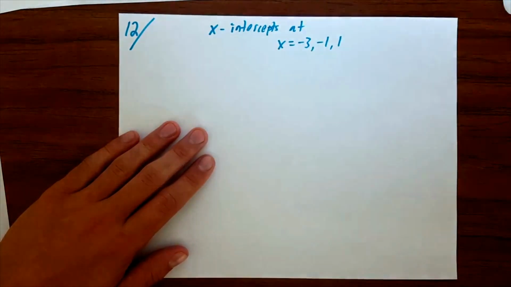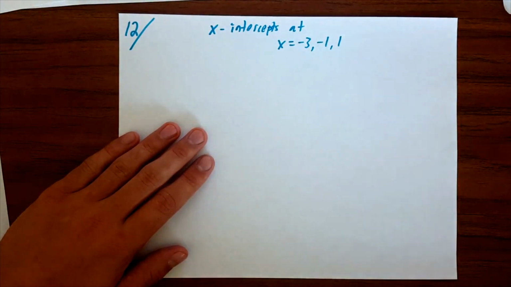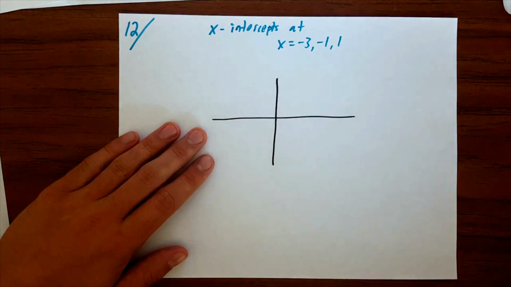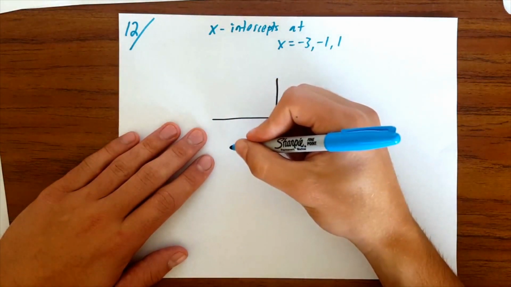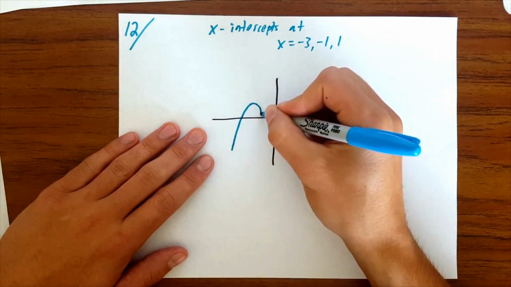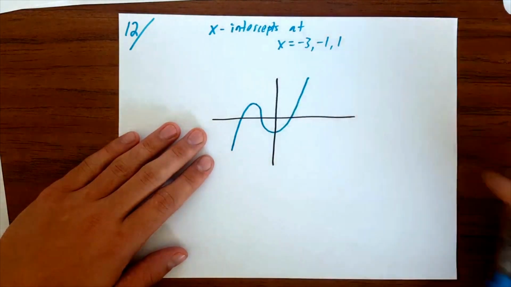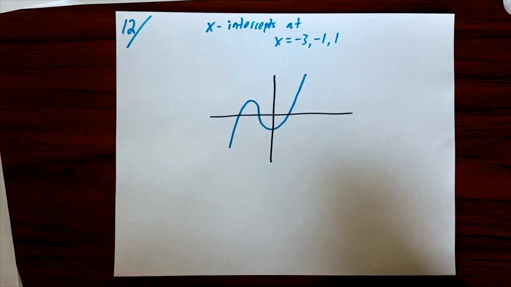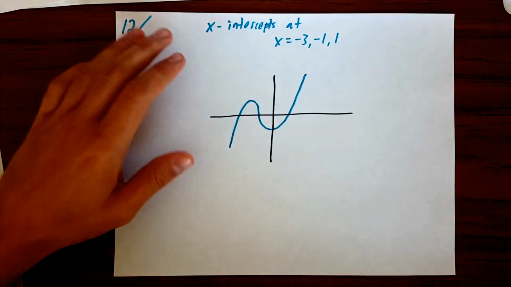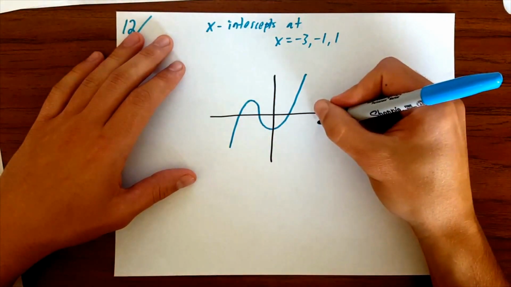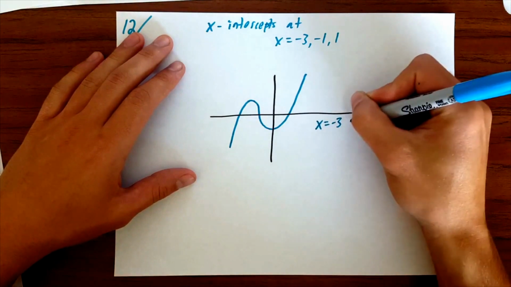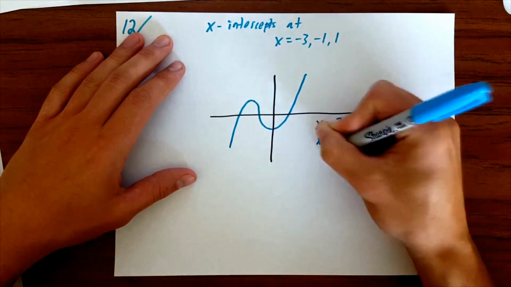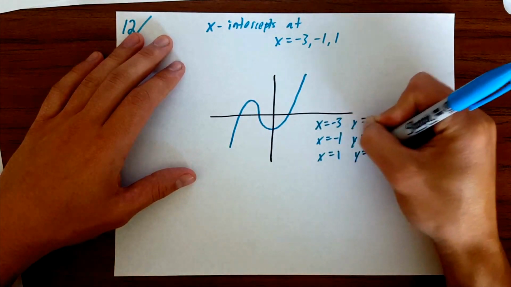And so what that means is you're going to have some type of function, and it's going to intercept the x-axis at -3, -1, and 1. Okay. And what that means is that when x equals -3, y equals 0. When x equals -1, y equals 0. And when x equals 1, y equals 0.